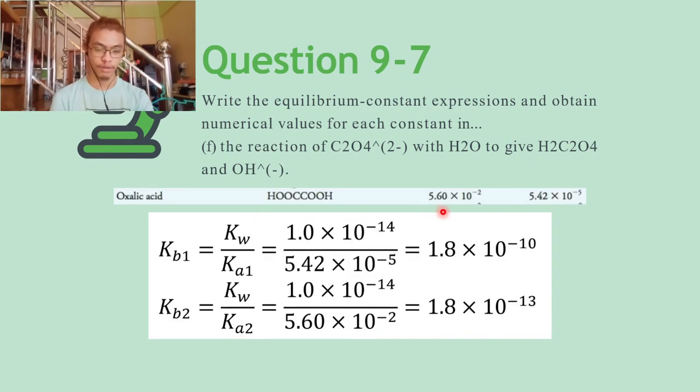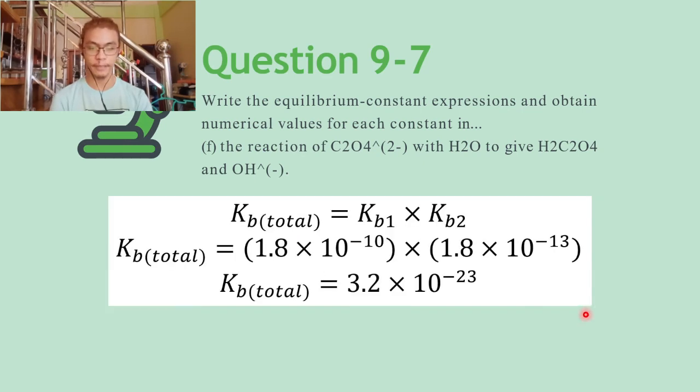Again, in the table, the first and second dissociation for oxalic acid is already given, which is 5.6 times 10 raised to negative 2 and 5.4 times 10 raised to negative 5. We only need to solve for the Kb from them. So the Kb for the first reaction, we have 1.8 times 10 raised to negative 10, and for the second Kb, we have 1.8 times 10 raised to negative 13.